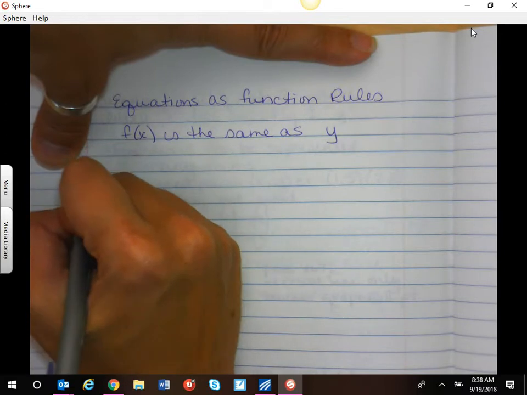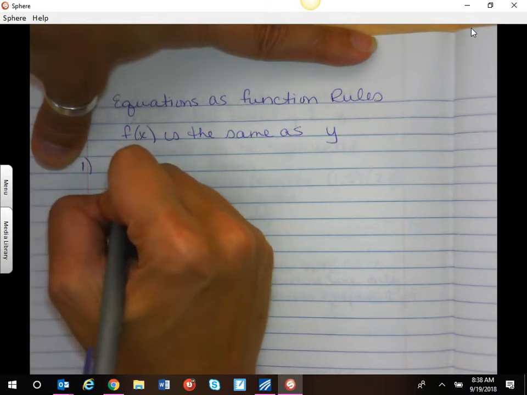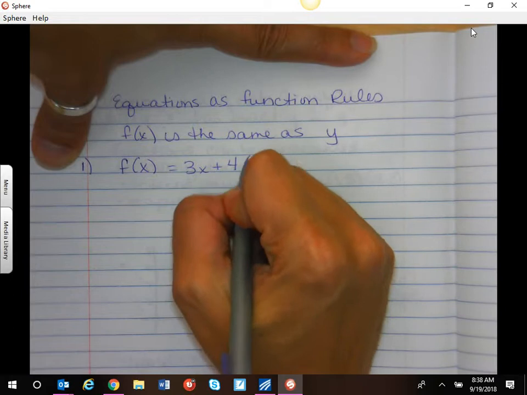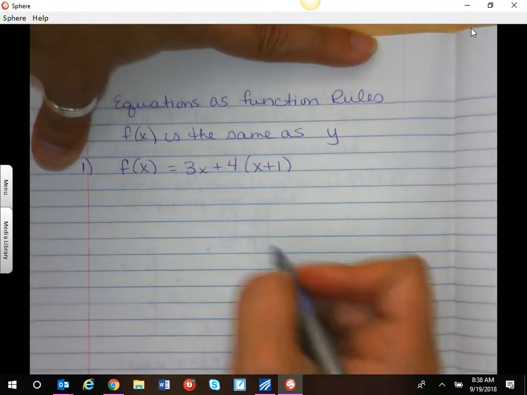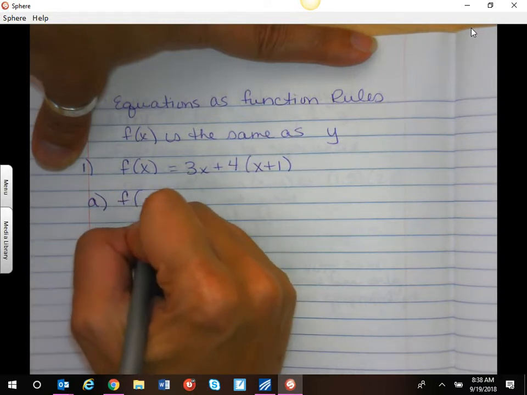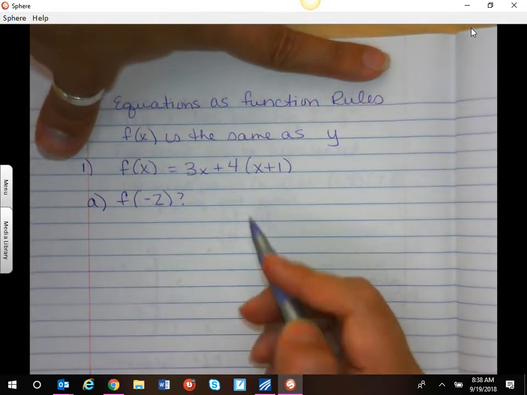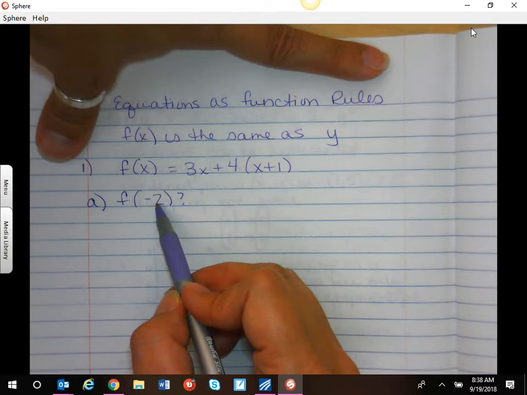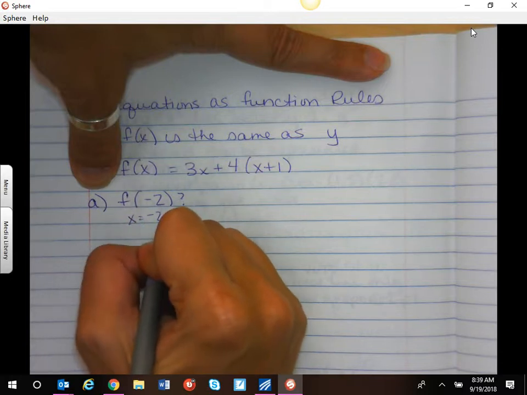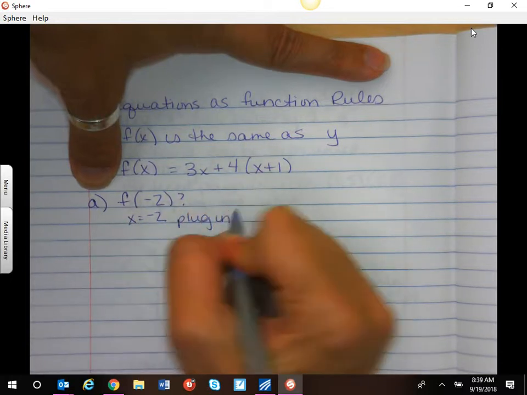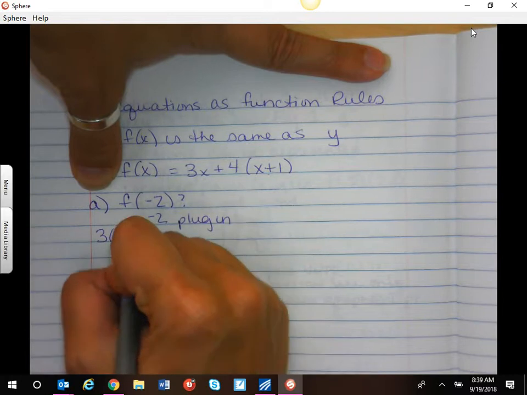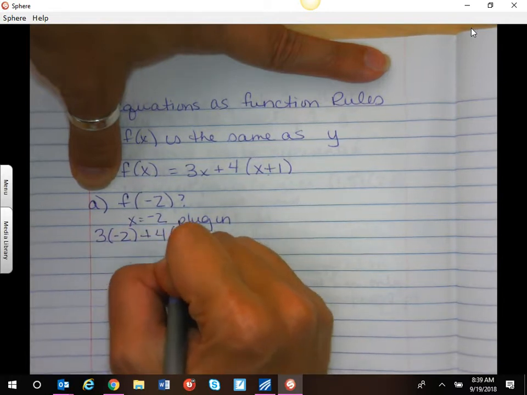So for example 1, if I gave you the function f of x equals 3x plus 4 times the quantity of x plus 1, we can do a couple of different things here. So what if I said, what is f of negative 2? Okay, well I want you to notice that this negative 2 is in the same place as the x. So what this is translating to is saying that x equals negative 2, and you're going to plug it in to the equation where we see x. So we would write 3 times negative 2 plus 4 parentheses, negative 2 plus 1.